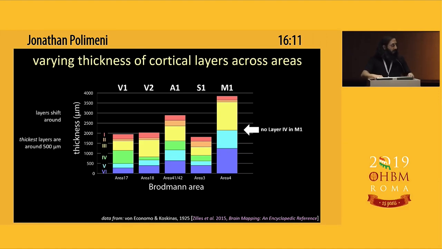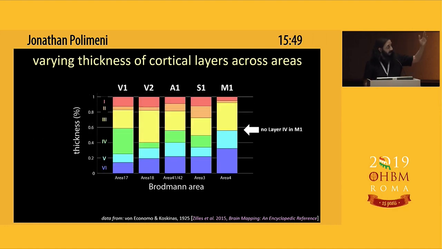We see that the layers really shift around quite a lot across regions, even between adjacent regions such as V1 and V2. Note also here that the thickest layers are around 500 microns. So what that means is that in order to comfortably resolve activation within an individual layer, we would need a voxel size of about 200 microns or so. So what this means is that in laminar fMRI, we very rarely, if ever, resolve the layers.